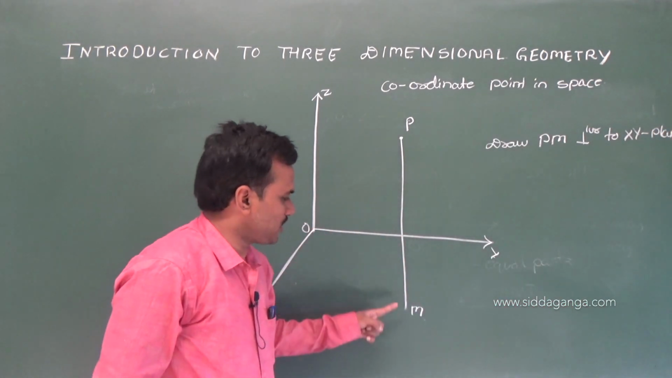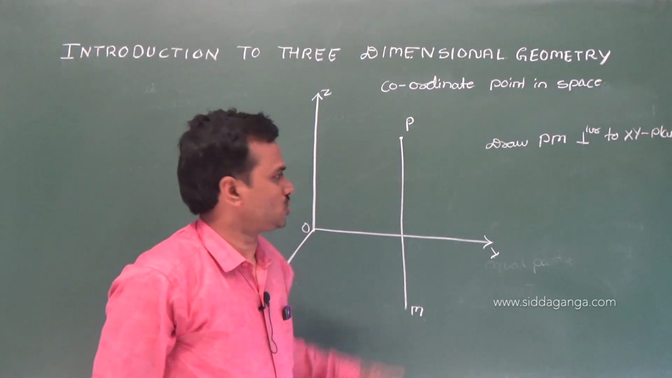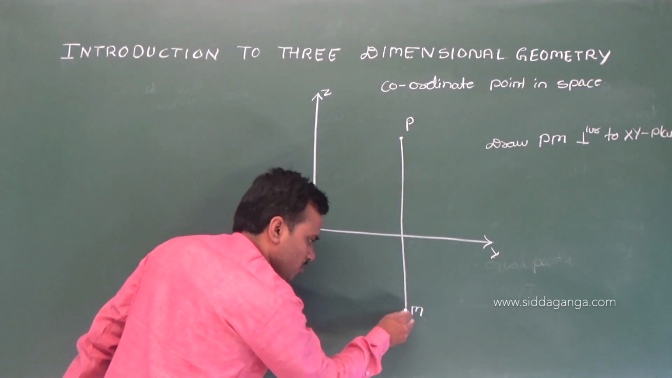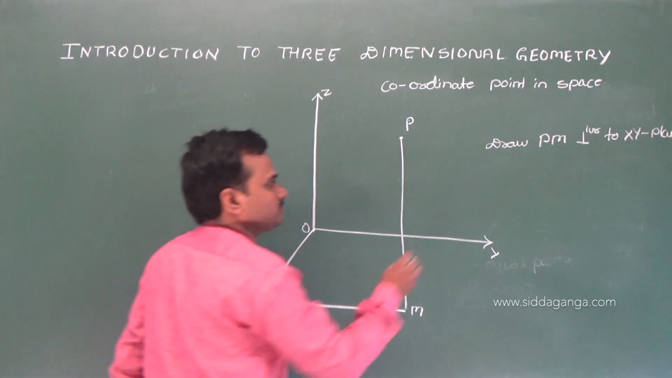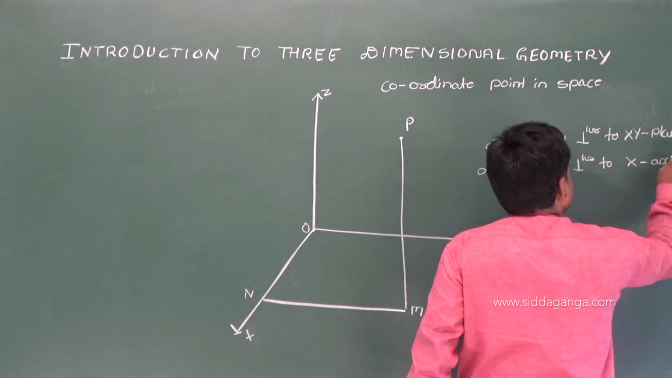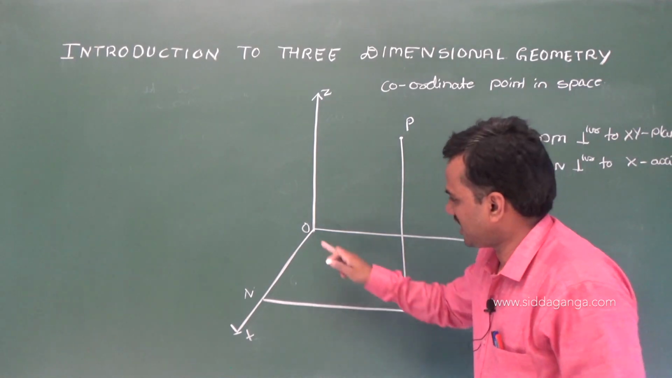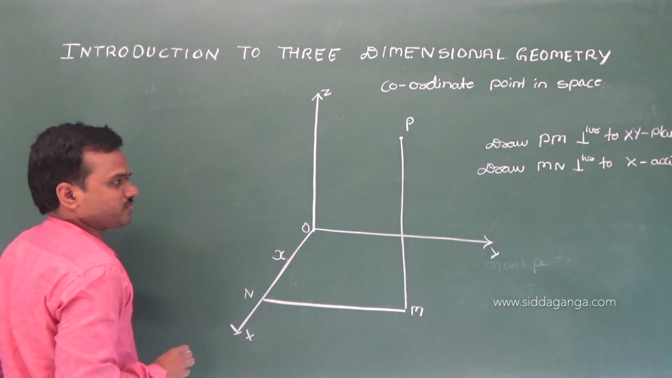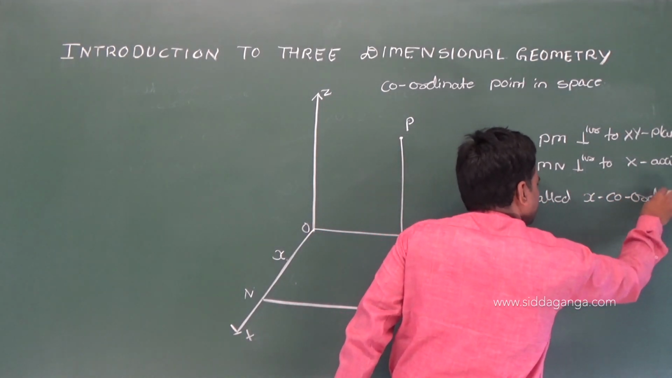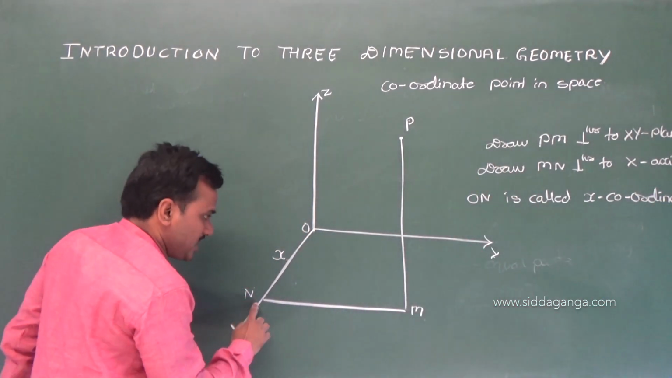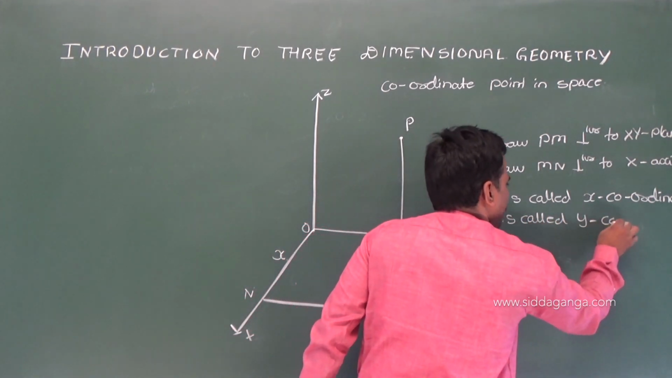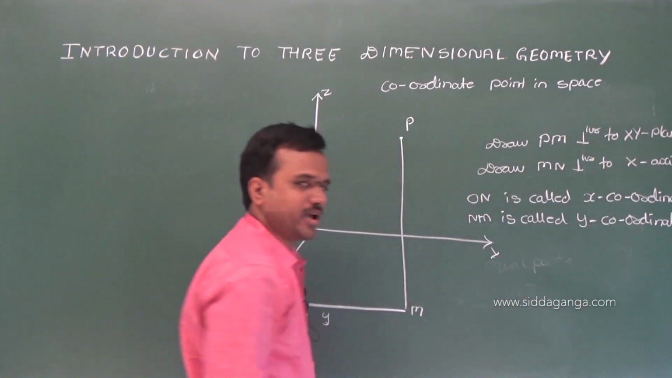Observe here. It is perpendicular to what? XY plane. Draw PM perpendicular to the XY plane. From the point M, draw MN perpendicular to the X axis. Then ON is called the X coordinate. NM is called the Y coordinate.